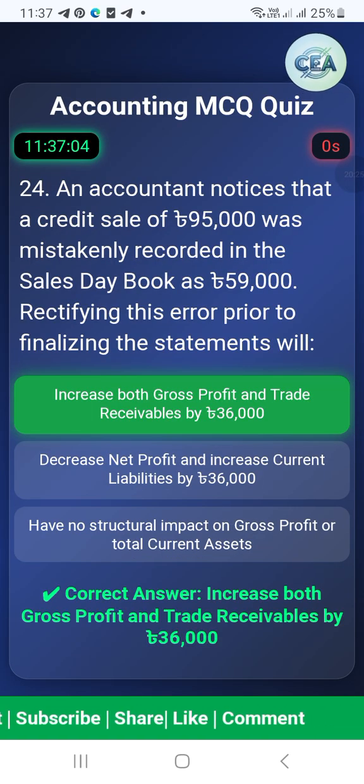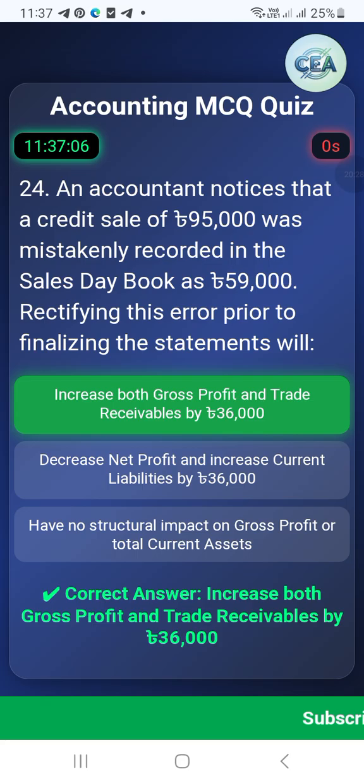Correct answer is increase both gross profit and trade receivables by 36,000 takas.